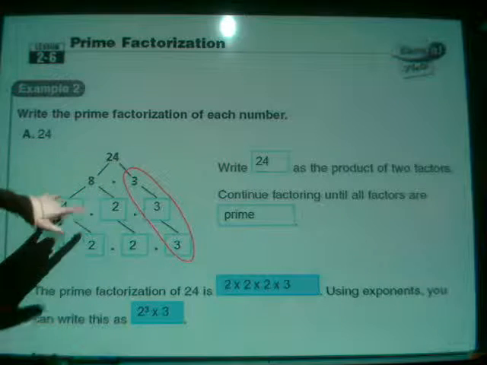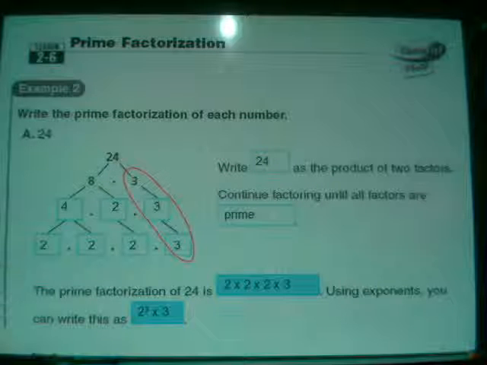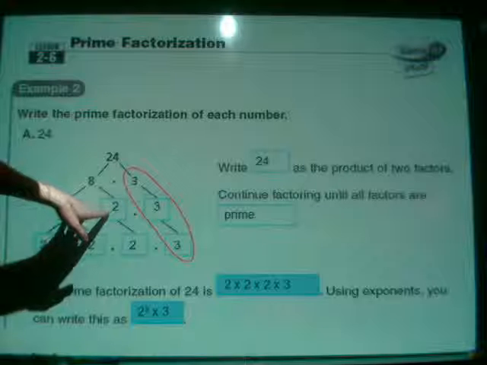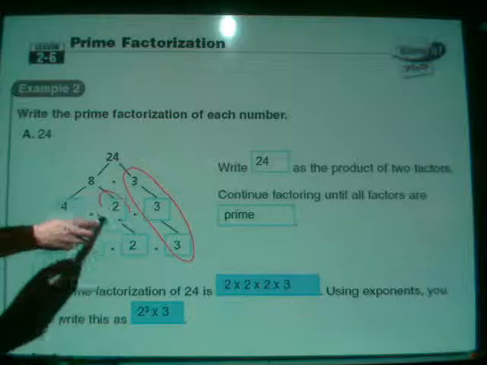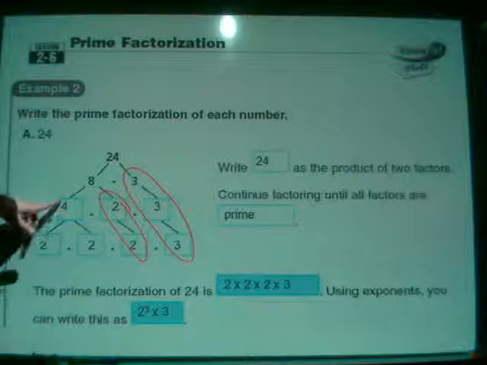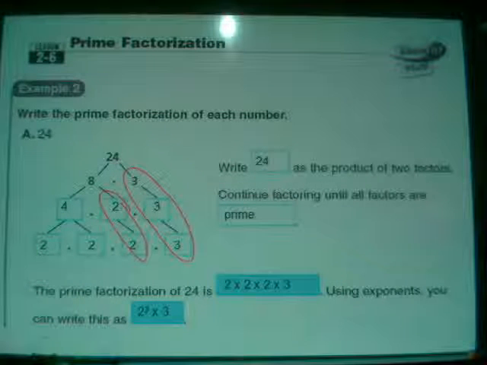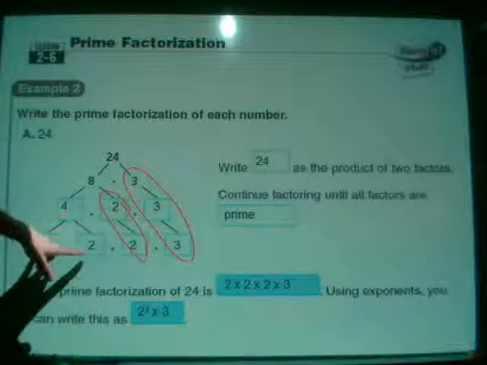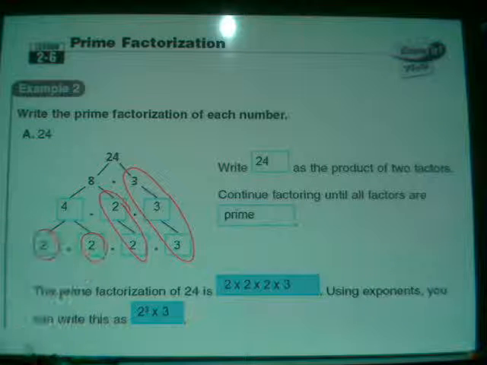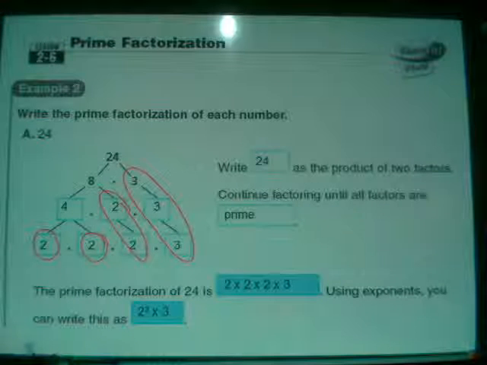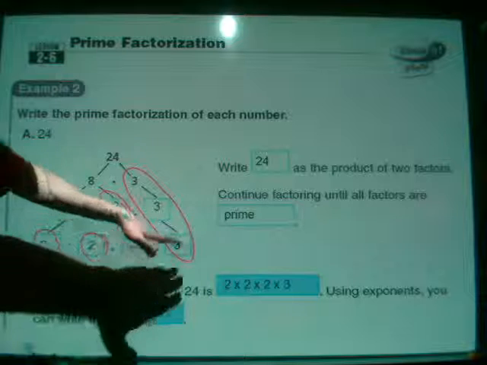Now 8 is not a prime number because there's something else that goes into it other than 1 and itself. So they decided to go down to 4 and 2 here. Now 2 is a prime number, so that side of the tree diagram is done. But 4 is not. So 4 will have to be continued down the path here. 4 gets broken down as 2 and 2. And now we have all prime numbers at the bottom of the tree, so I stop. My prime factorization here is the product of these numbers written together, 2 times 2 times 2 times 3.